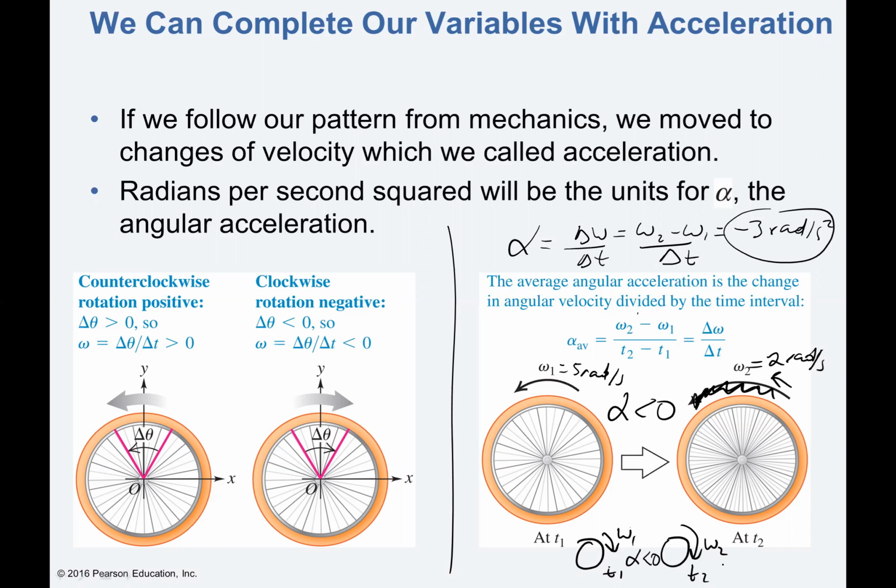But if, for example, omega 2 was less, let me do it here. Let's say this is omega 1 and this is omega 2. You can see it's less. That means alpha will be positive, because if you have a negative omega but you're slowing down, alpha has to be in the opposite direction, which means it has to be in a positive direction. So those are the things you have to remember when you're dealing with a rotating system.